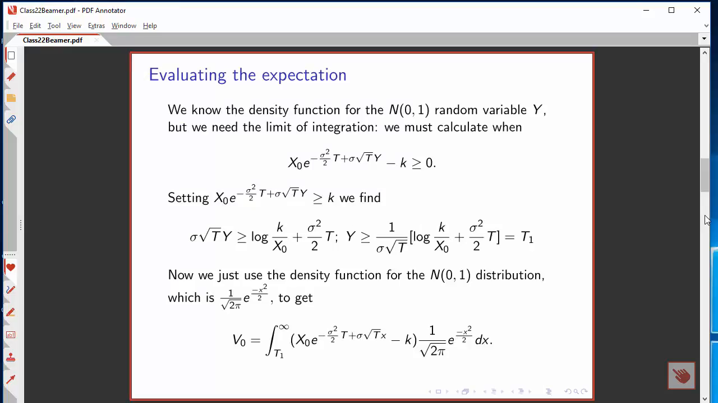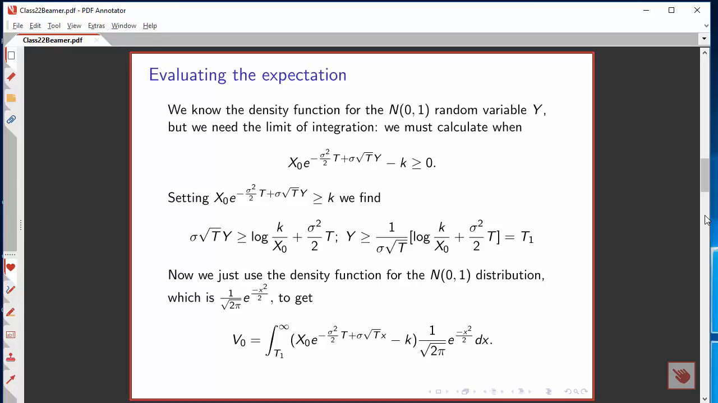How do I do that? I multiply by the density function for the random variable y and integrate. But there's a tricky part here. I only want to do the calculation when the option is in the money. So I have to figure out for what value of the standard normal random variable the price on the maturity date is equal to the strike price.